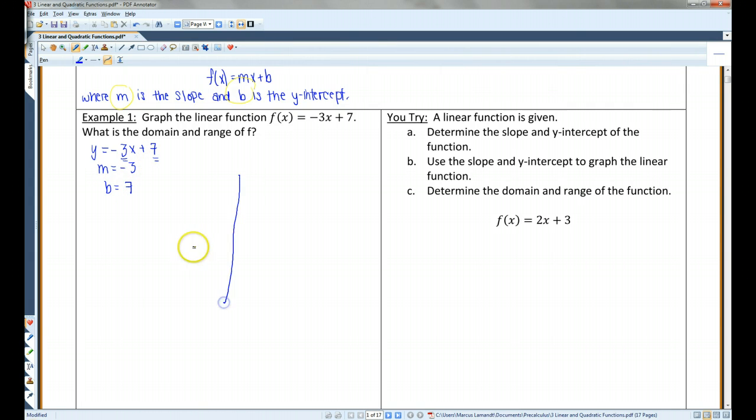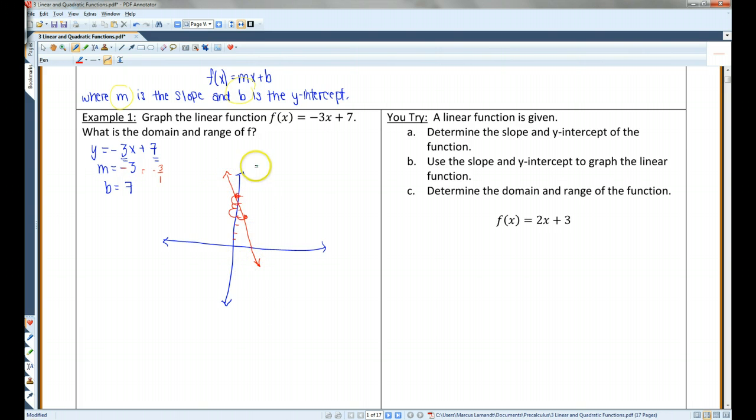So when I graph this, I'm going to start at 7. I'm going to start at my y-intercept. The negative indicates that I'm going to go down 3. And this is the same as -3 over 1. So I'm going to move to the right one. There we go. And there's my graph.